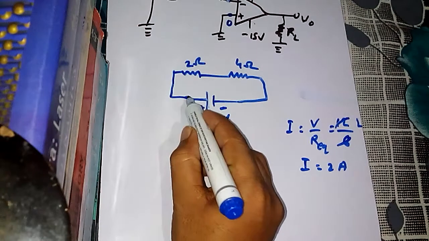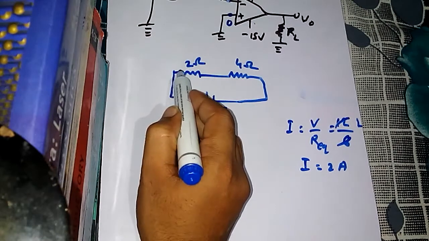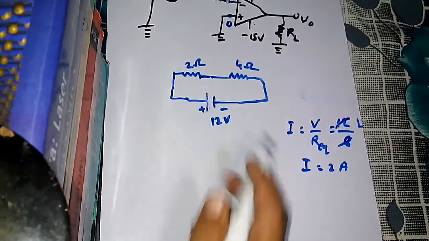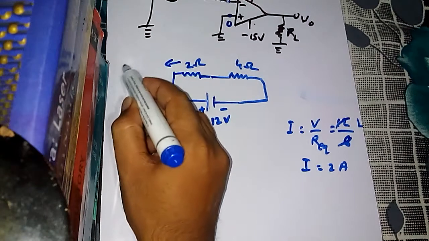Now, what is the voltage at this point? 12 volt. At this point, 12 volt. At this point, 12 volt. But at this point, it is 8 volt. Why? The voltage has dropped. What I am saying is, voltage drop.